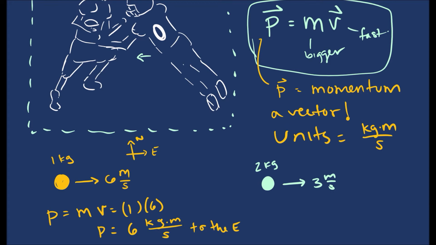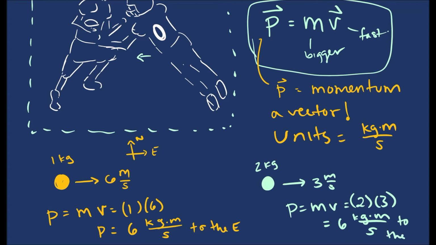Okay, so if we calculate our momentum in this case, mass times velocity, we have 2 times 3, and we get 6 kilogram meter per second. Here we had a ball that's more massive, but its velocity is less, but because this one is also going to the east, they end up with the exact same momentum.